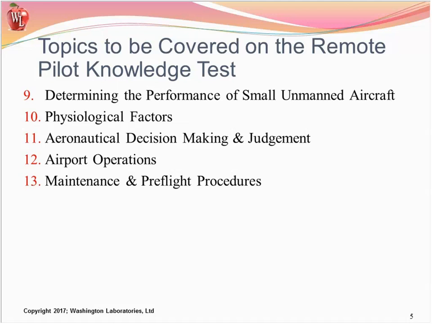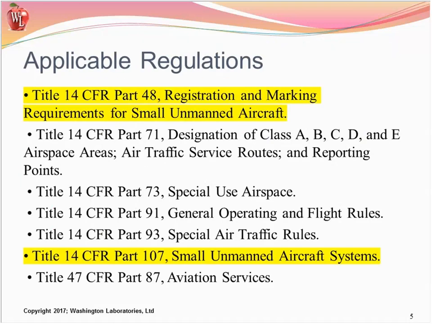So applicable regulations that are going to apply to a commercial pilot for unmanned aircraft is in Title 14, Part 48 for registration and marking. And that's $5, and basically you get an FAA number that you have to have on your UAS. Also, all these applicable regulations apply, but the ones that are highlighted are heavy emphasis.